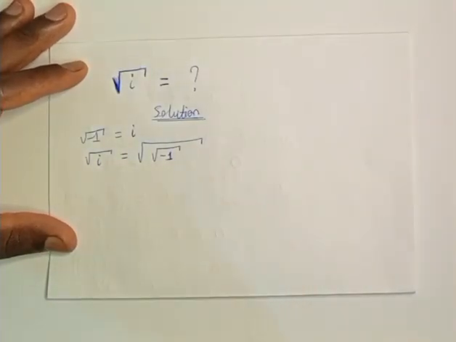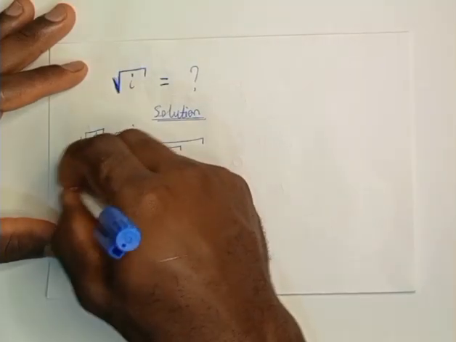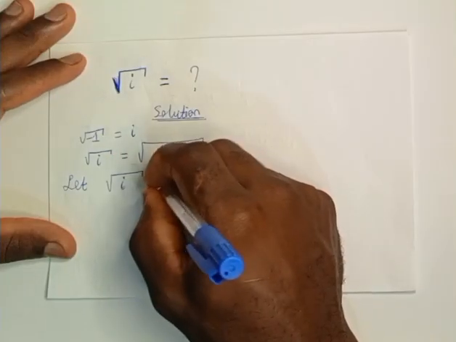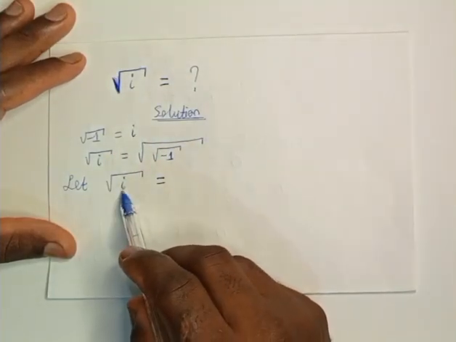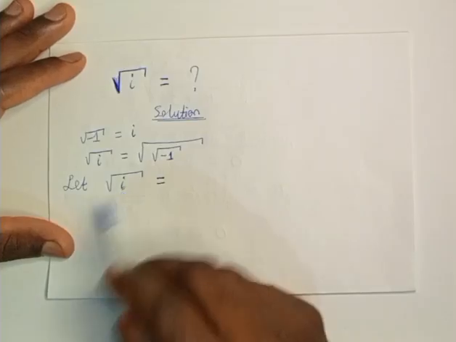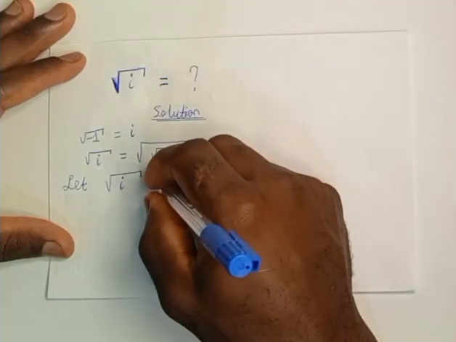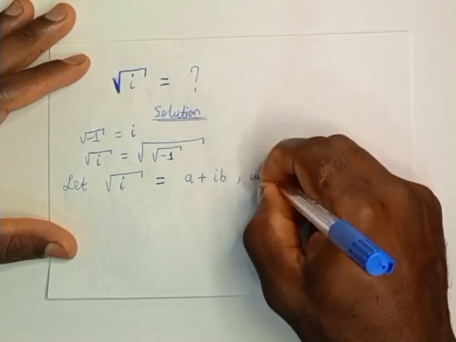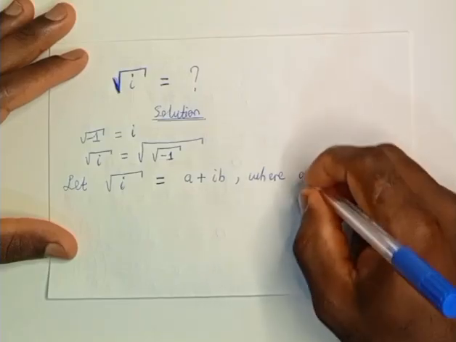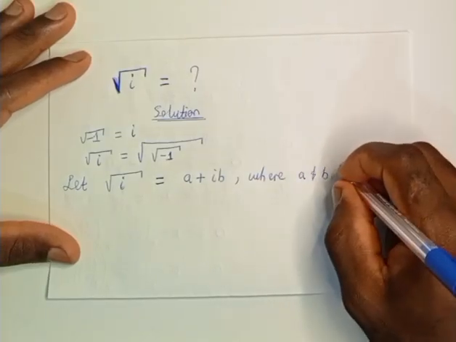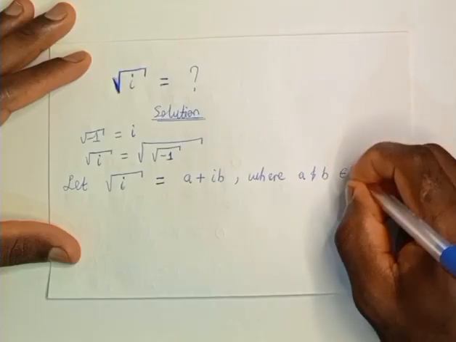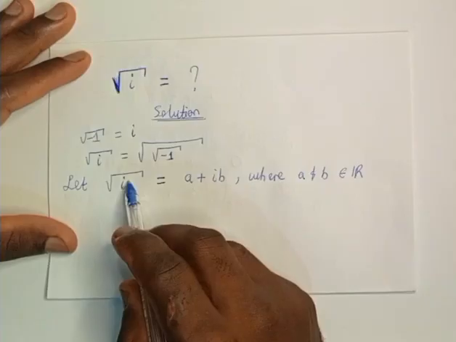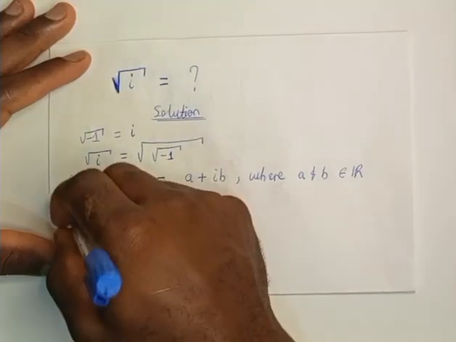For us to answer this question, we are going to start by saying let the square root of i be a complex number. The square root of i must be a complex number. We are going to let it be a plus ib, where a and b belong to the set of real numbers. The square root of i equals a plus ib.